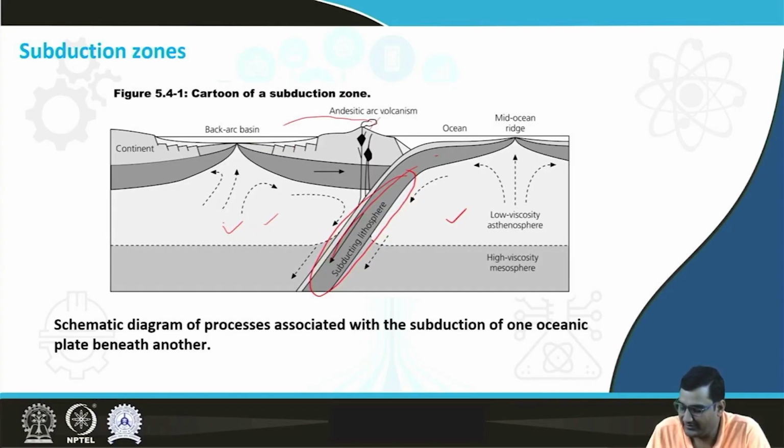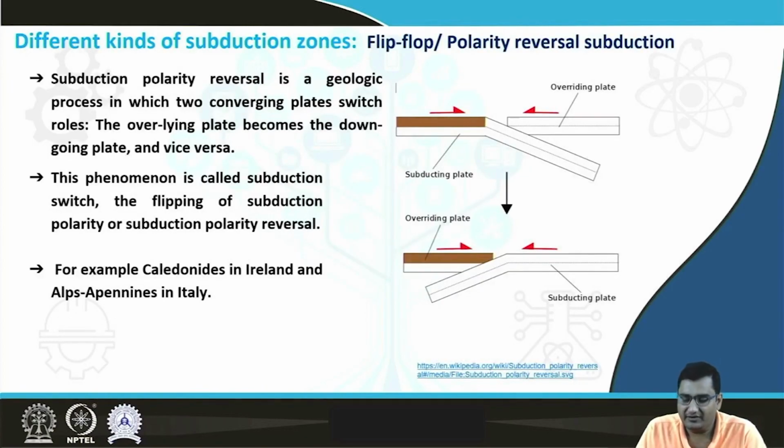You can see here you have the high viscosity mesosphere, here is the low viscosity asthenosphere, and this basically bulges up and forms the new lithosphere around the mid-oceanic ridges, and this is compensated at the subduction zone over here. And now let's talk about different kinds of subduction zones.